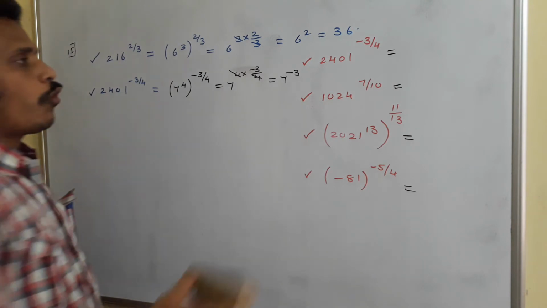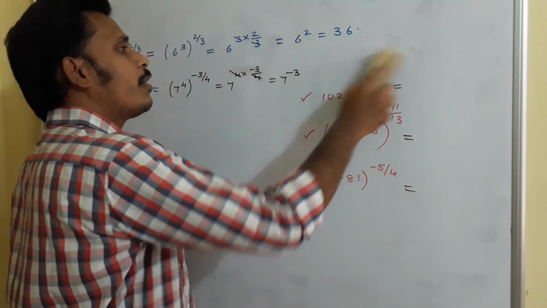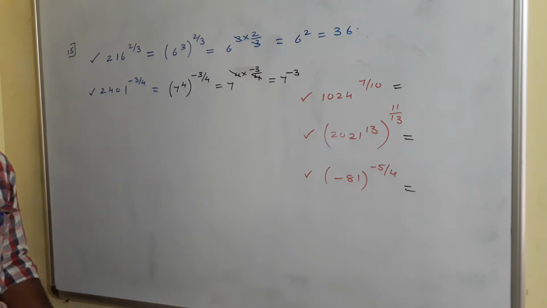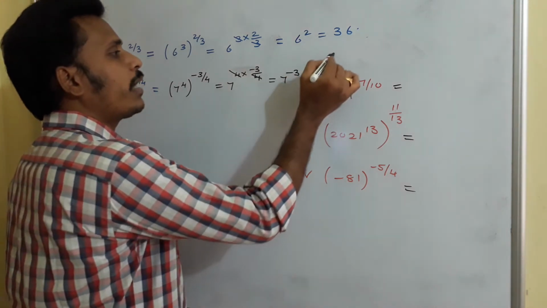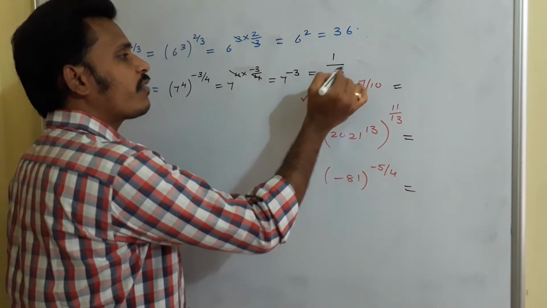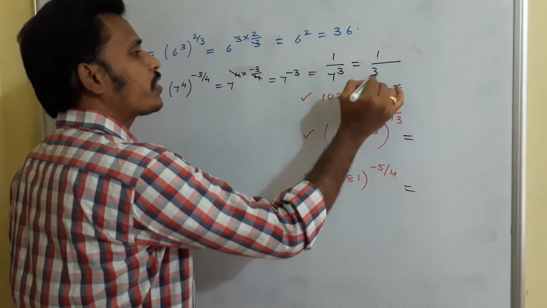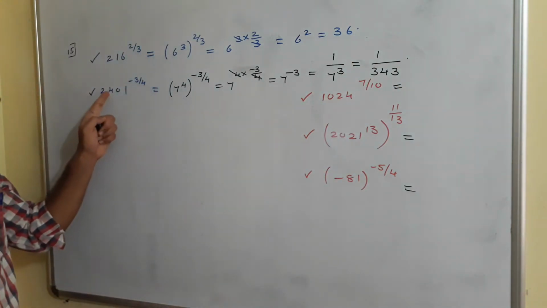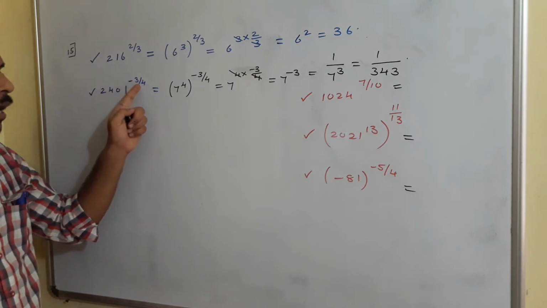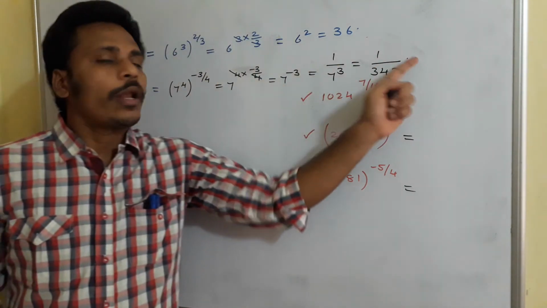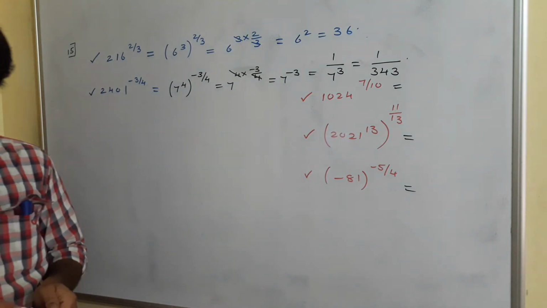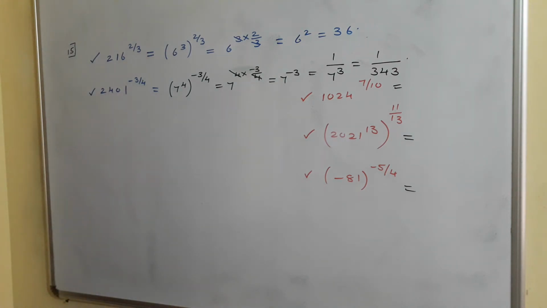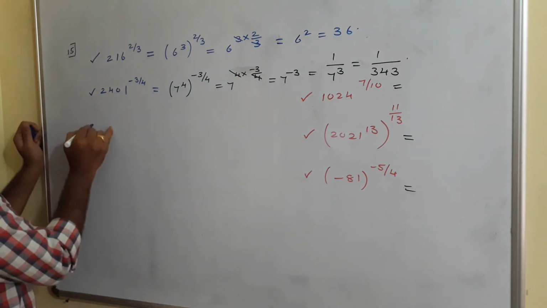And what's the value of 7 power minus 3? We learned it. 7 power minus 3 is 1 by 7 power 3, and the value of 7 power 3 is 343. So at the end, 2401 to the power minus 3 by 4 is 1 by 343. There is the problem, right? Just have a look. And the next problem is what?